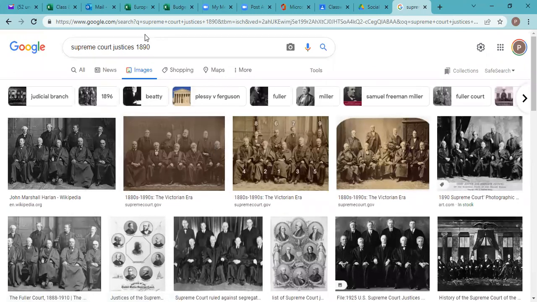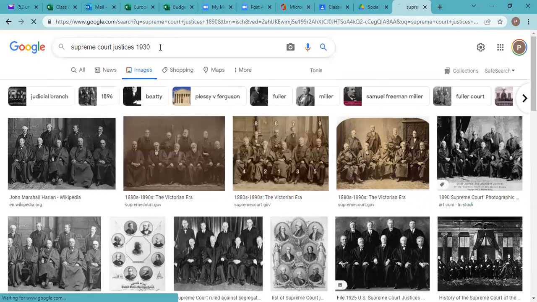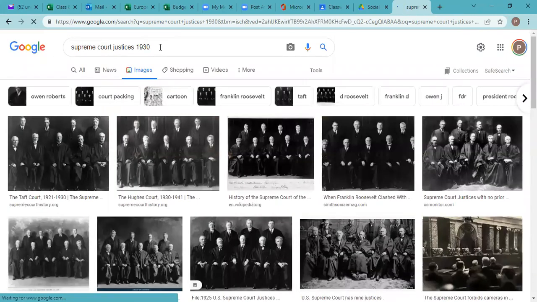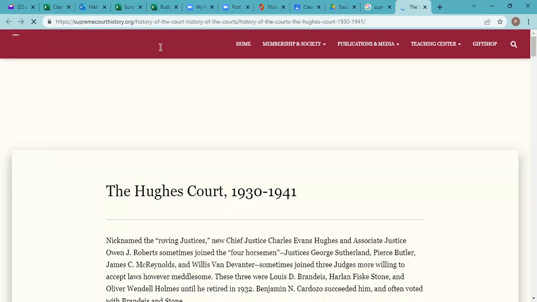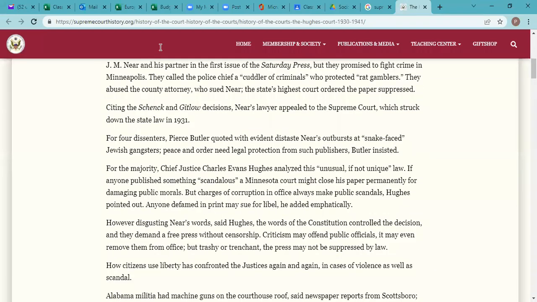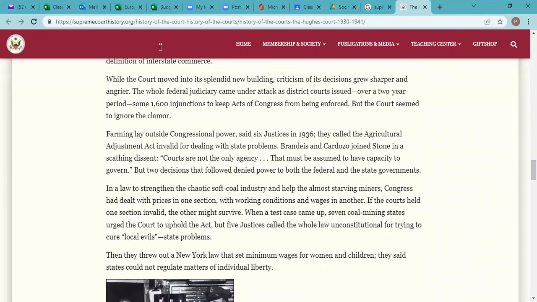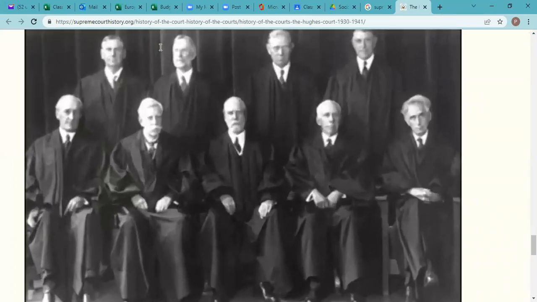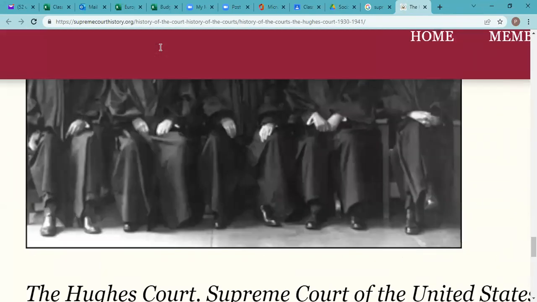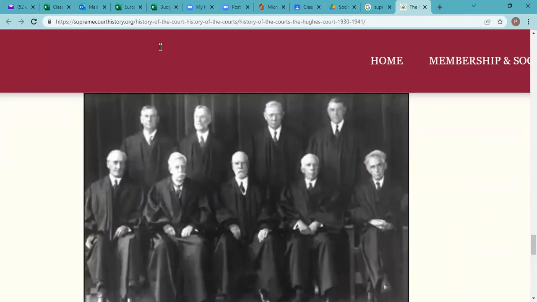All right, same kind of pictures. We're going to jump to 1930. And as you can see, they all have their black robes on. There are 9 of them. Of course, they talk about their positions. And where's the picture? There we go. Now, again, older gentlemen, come back here. Older gentlemen, and they're all Caucasian. All right.